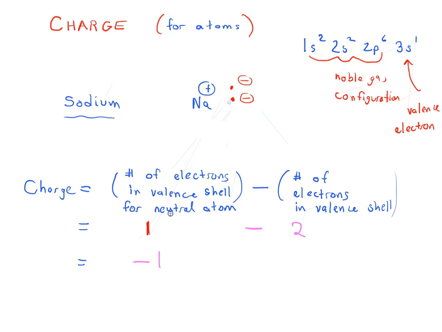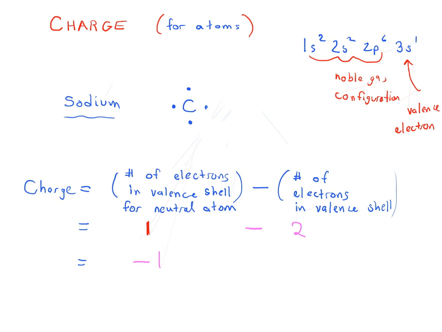Okay, so you start off with the number of electrons in the valence shell for the neutral atom, and then you subtract the number of electrons in the valence shell for the atom at hand. Okay, let's do one last example. Let's change things a little bit. Let's do carbon, just neutral carbon.